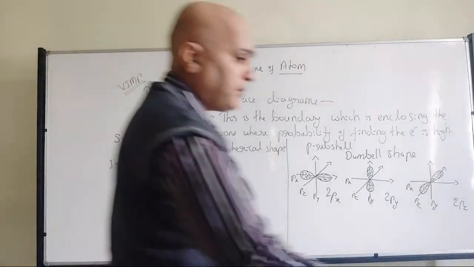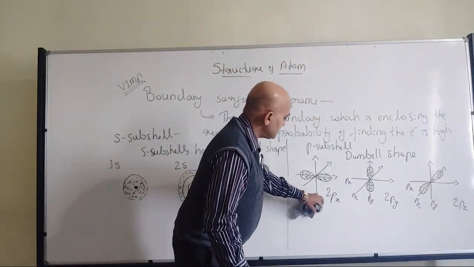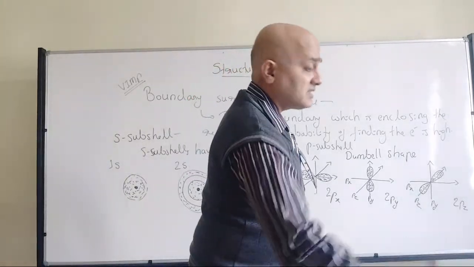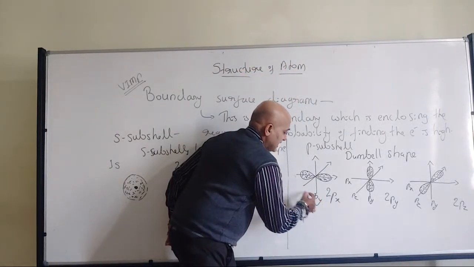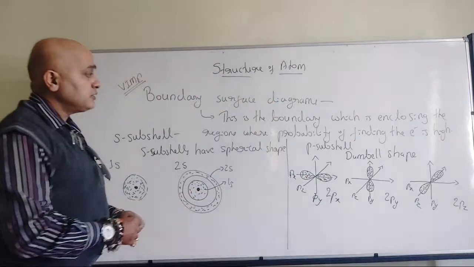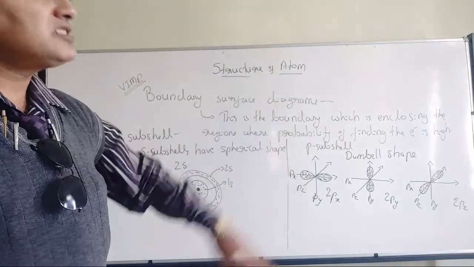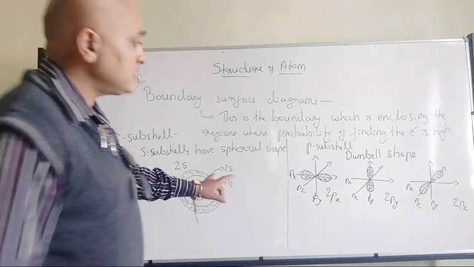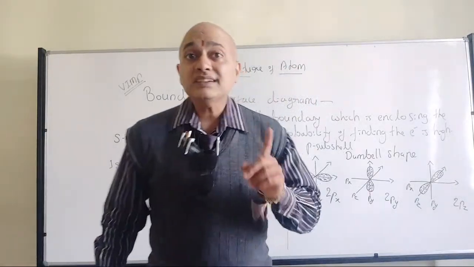Say, for example, I have written the structure, but I have not labeled it. Then it's a waste. You have to label the axis, and you have to show that 2px will be along the x-axis, 2py will be along the y-axis, and 2pz will be along the z-axis. You have to label the axis along with the labeling of the orbital.